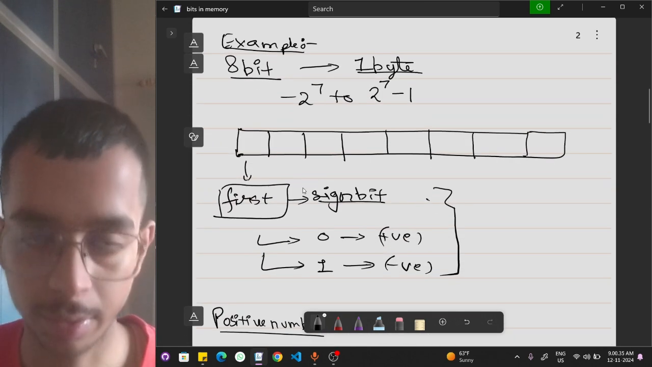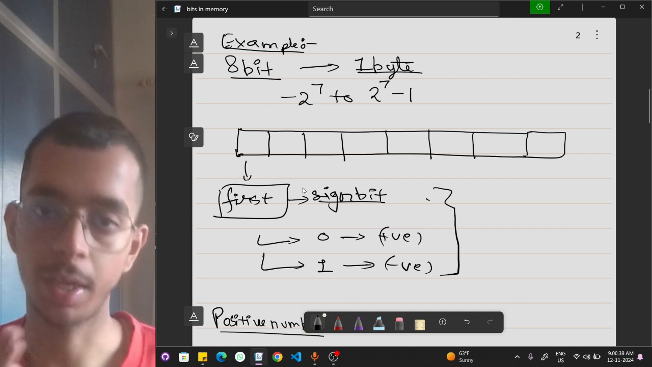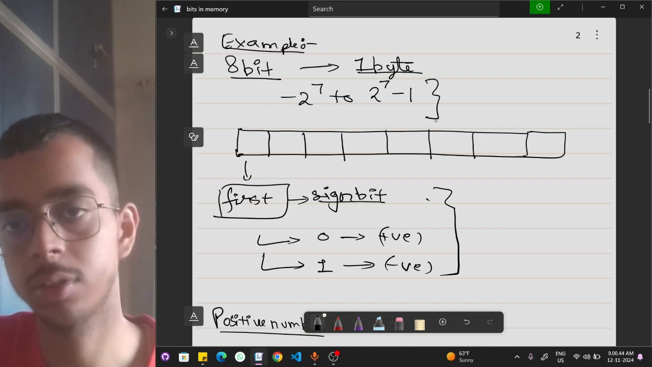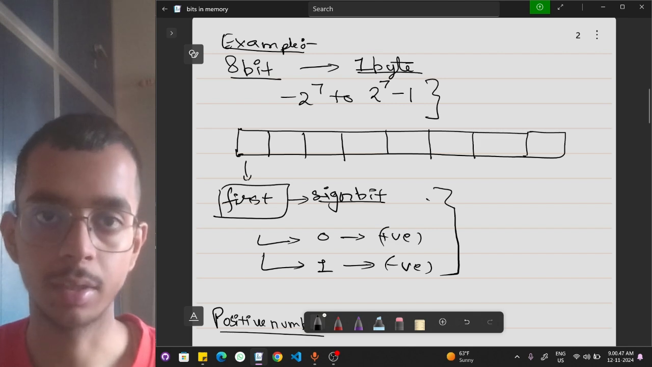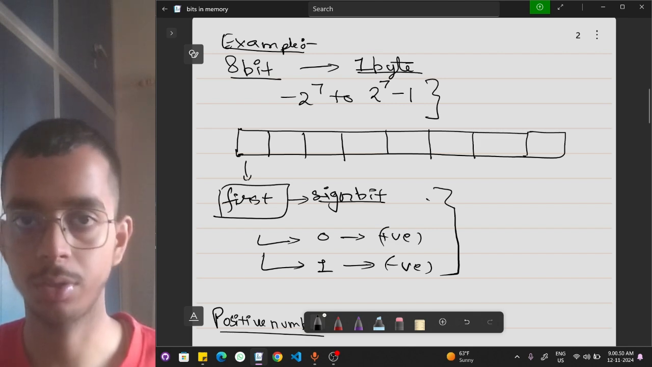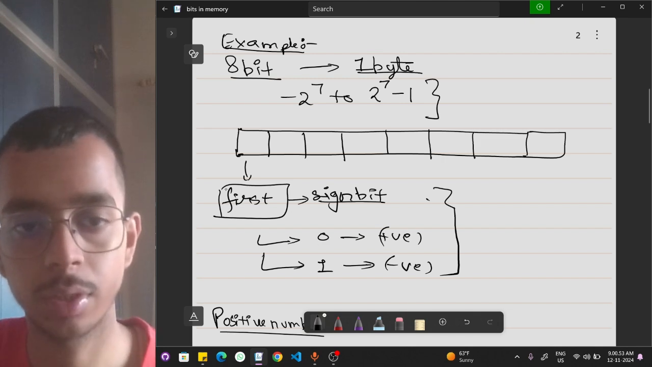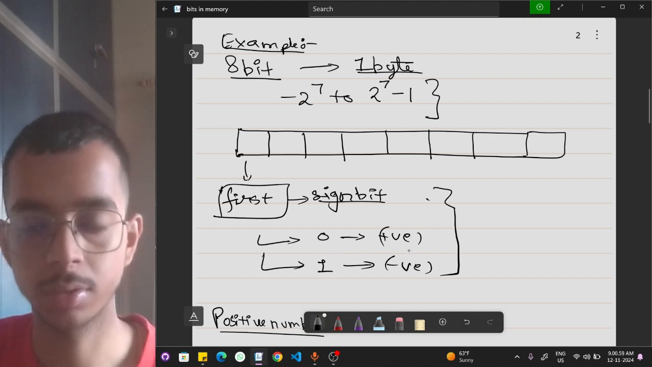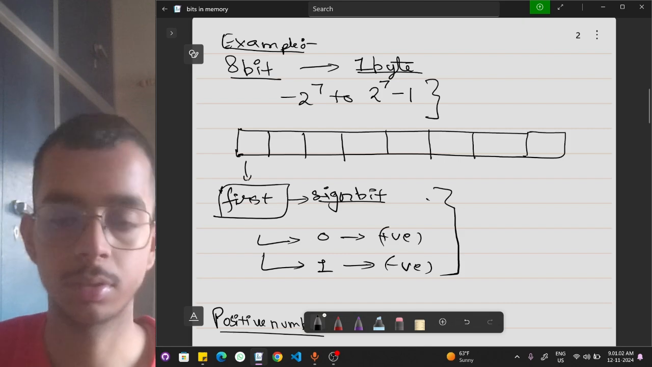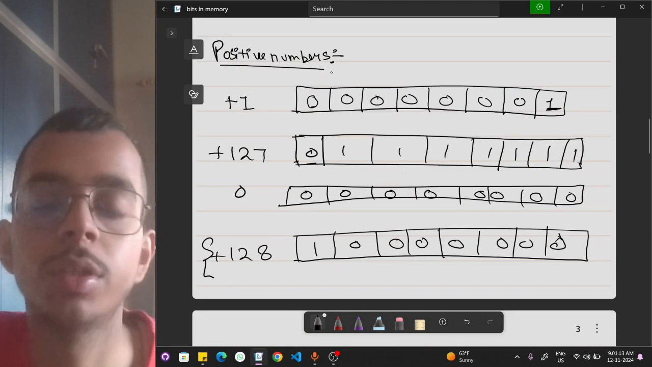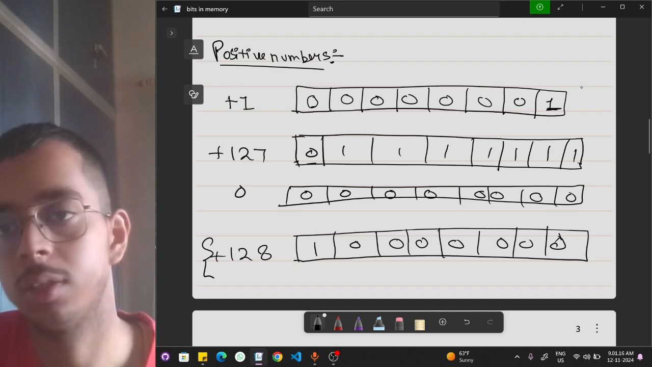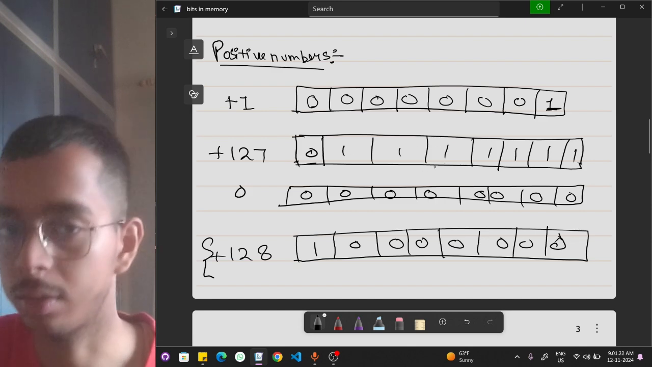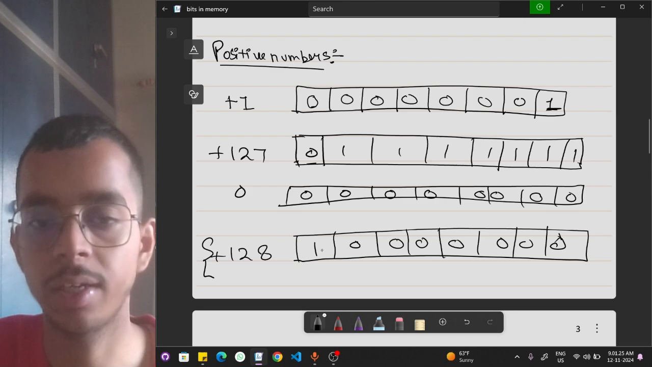Now, leaving the 32-bit case aside, I'm going to take an example of 8 bits. 8 bits is 1 byte, and this is the range in 8 bits. If you are considering sign, the first bit represents the sign. This is the sign bit. If it is zero, then it's positive. If it is one, it is negative. A positive number, plus one, is represented like this. Plus 127 is represented like this. Zero is like this. Plus 128 is like this.